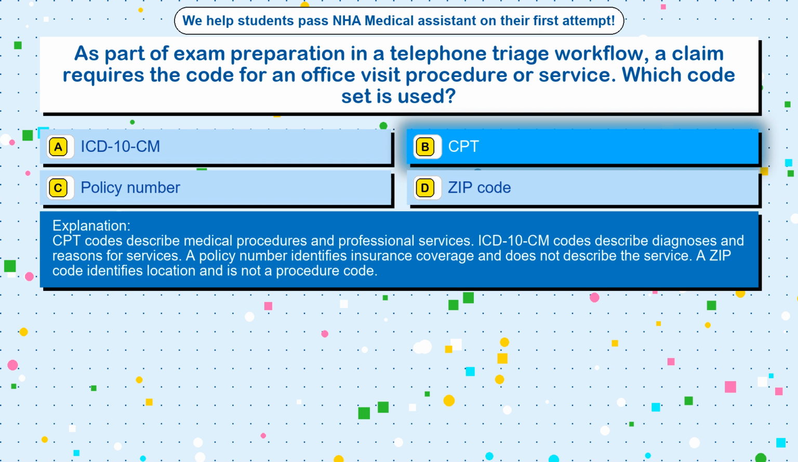CPT. CPT codes describe medical procedures and professional services. ICD-10-CM codes describe diagnoses and reasons for services. A policy number identifies insurance coverage and does not describe the service. A zip code identifies location and is not a procedure code.